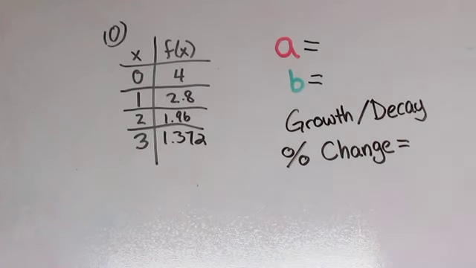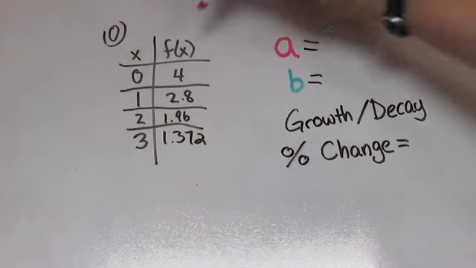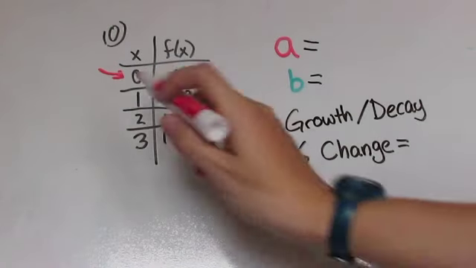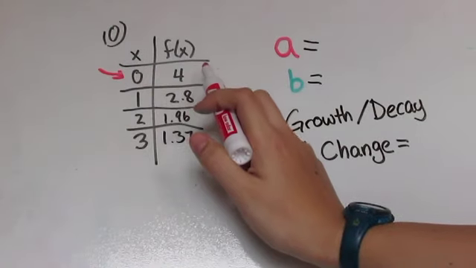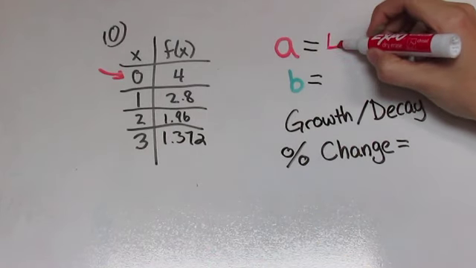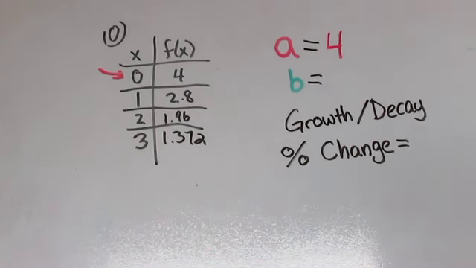So the first thing we want to do is think about what is our A. Our A is our starting value, which in a table is always where the 0 happens. When x equals 0, our A is going to be the f of x. So our A in this case is 4. That is our starting value.